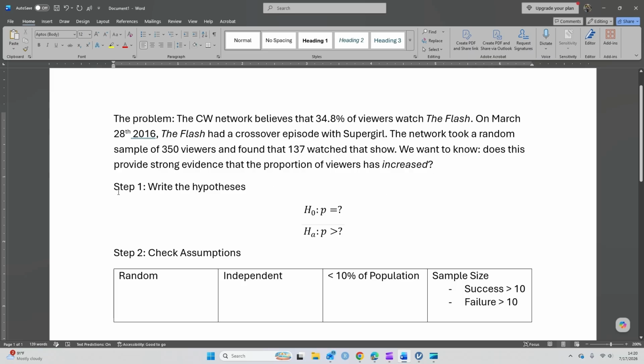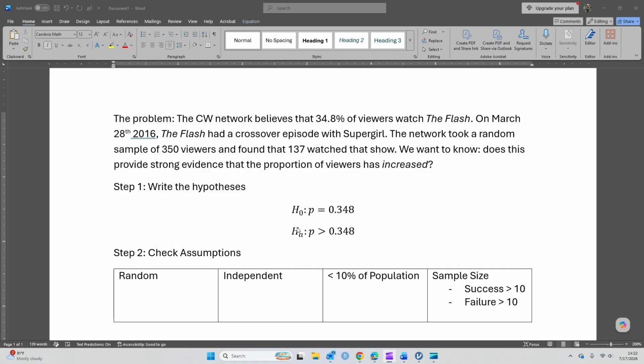Okay. Step one would be to write the hypothesis. The null hypothesis is the status quo. This is the no change hypothesis. If there's no change, we would expect the proportion to continue to be 0.348, right? The 34.8% converted to a proportion. And because it has increased, we're going to have greater than 0.348. Those two numbers have to be the same. One is going to be equal and one is going to be greater than.